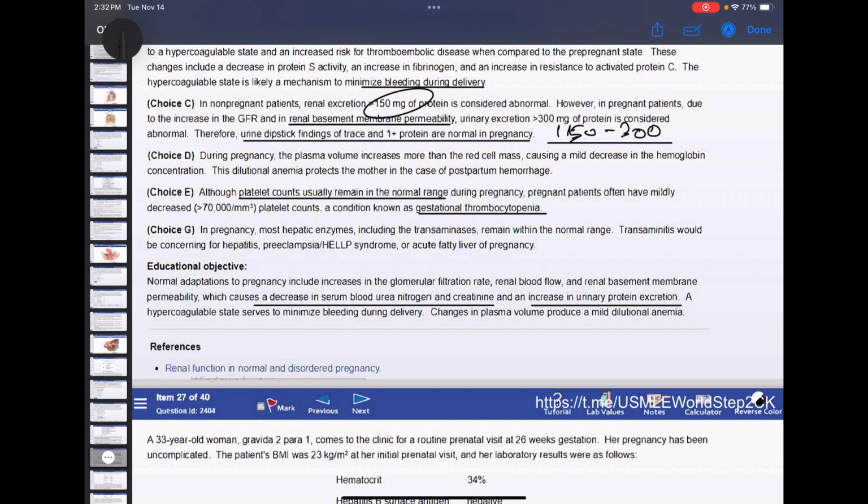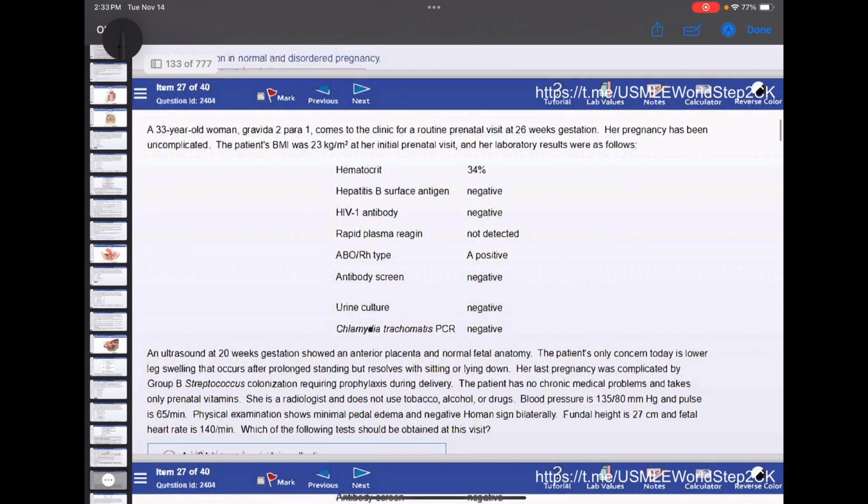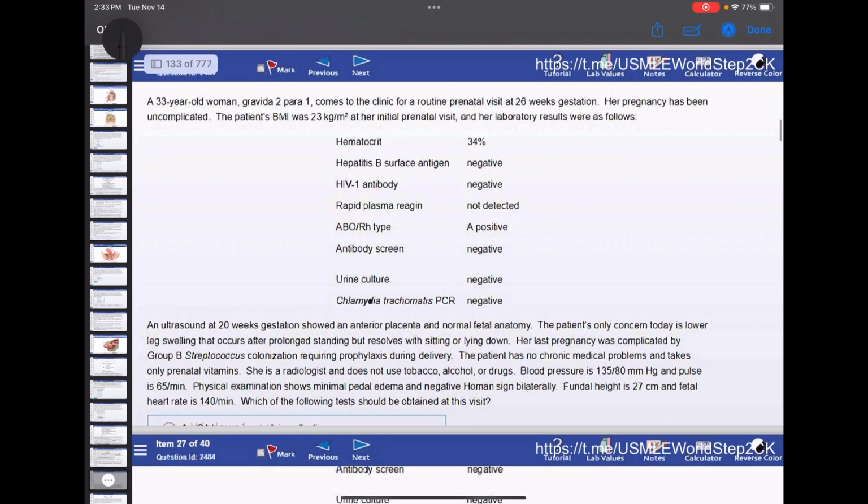If it is more than 300 milligrams of protein, then that would be abnormal. Okay, and then we have another question related to what we have read. A 33-year-old woman, gravida 2 para 1, comes to the clinic for a routine prenatal visit at 26 weeks gestation. Her pregnancy has been uncomplicated. BMI is 23. Laboratory test shows hematocrit is 34.